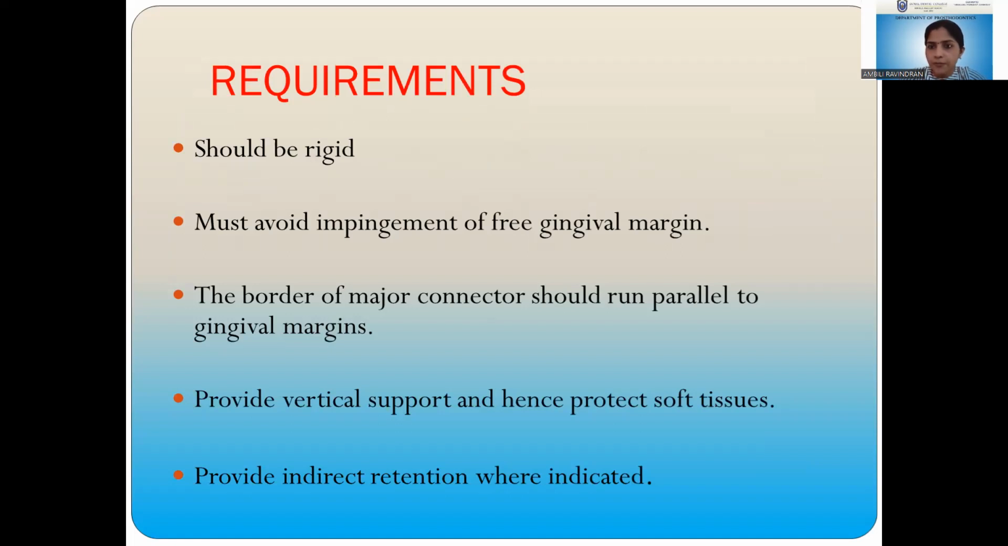There are some requirements for the removable partial denture. First of all, it should be rigid. It should provide some kind of vertical support. Indirect retention should be there, and it should not impinge on the soft tissue or gingival margin, and it should be parallel to the gingival margin.